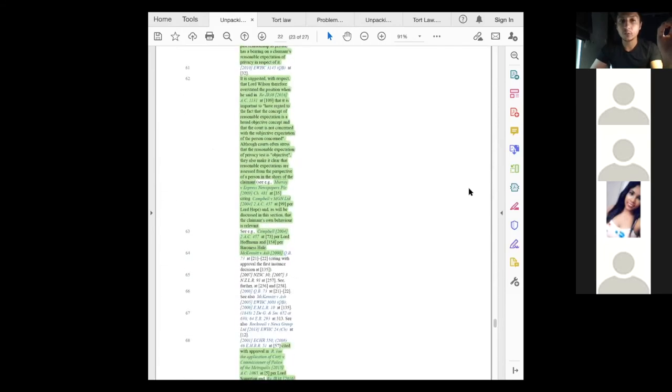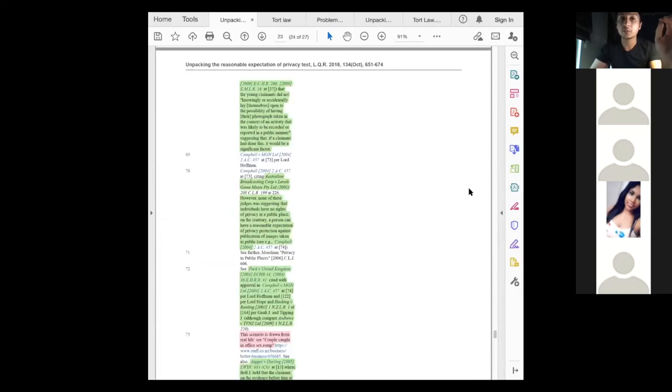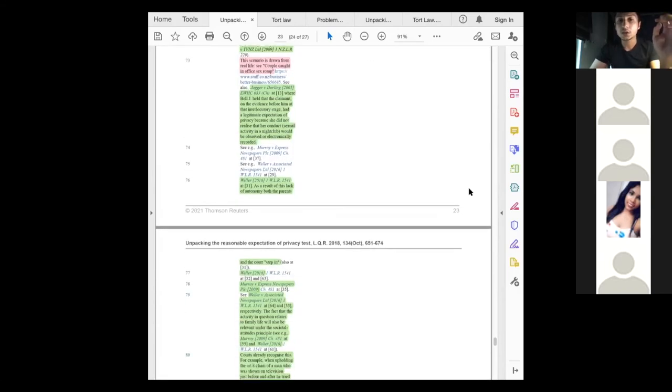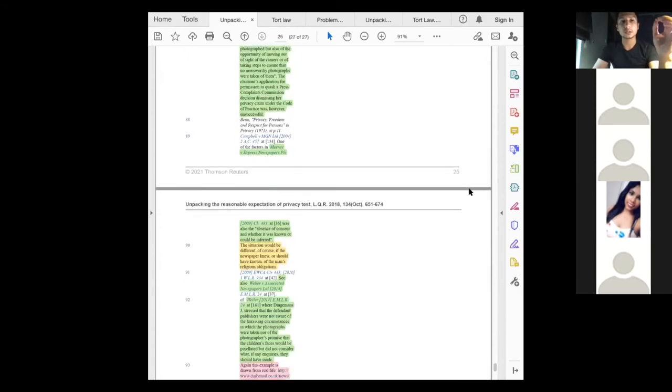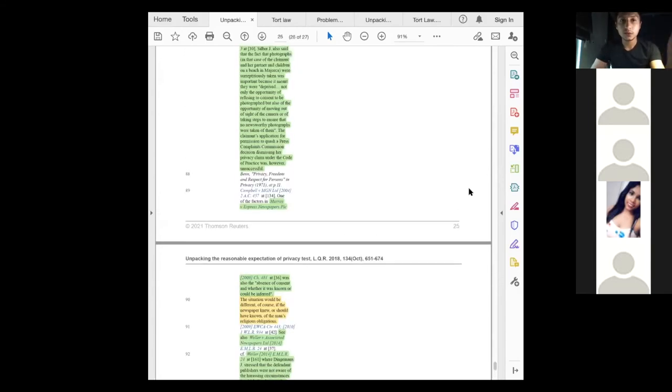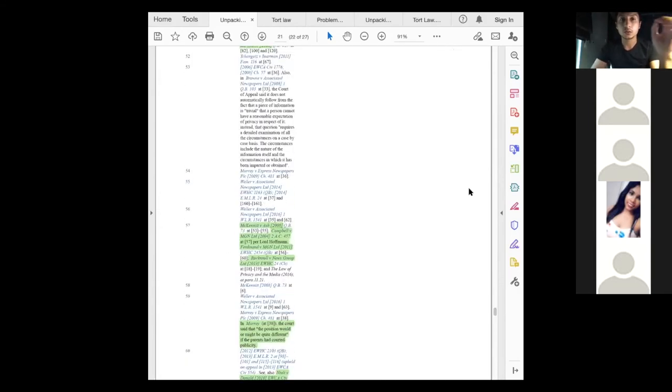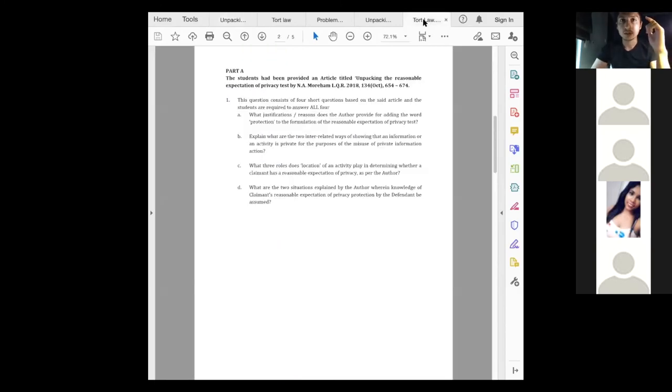You also have to be familiar with footnotes, because the examiner might ask you something which is not directly from the article but is within the footnotes. These are the footnotes, really short. Anyways, the questions are from the module guide.